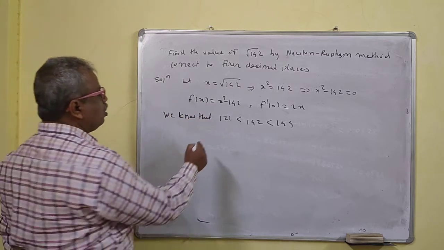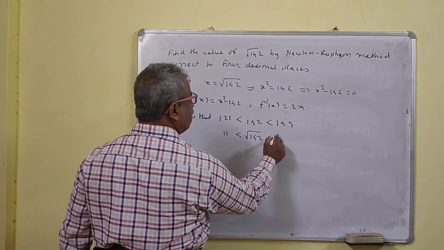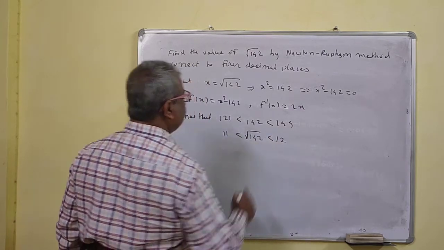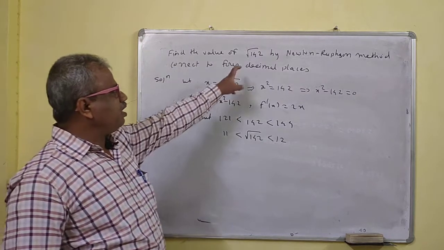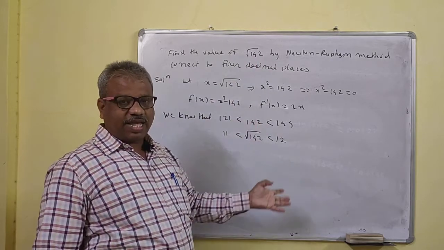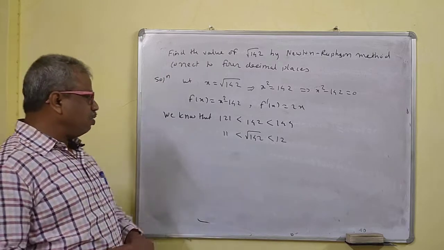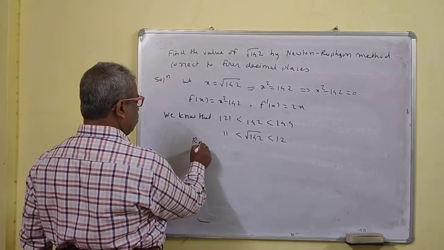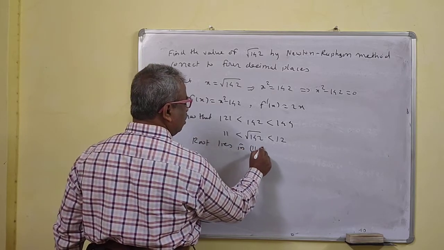Okay. So therefore, the root of 142 is between 11 and 12, since 11² is less than 142, which is less than 12². You can use that. Or it is better to just find the root of 142 and take the nearest root? Don't take the exact root, you take any root now. So the root lies in 11 and 12.